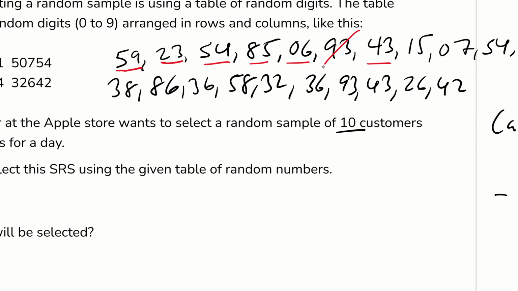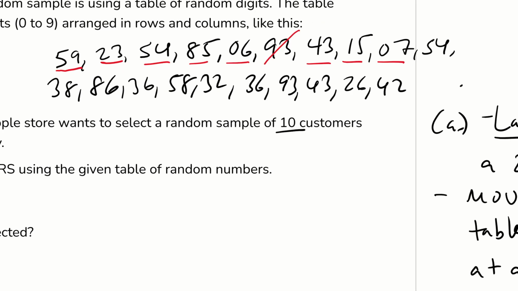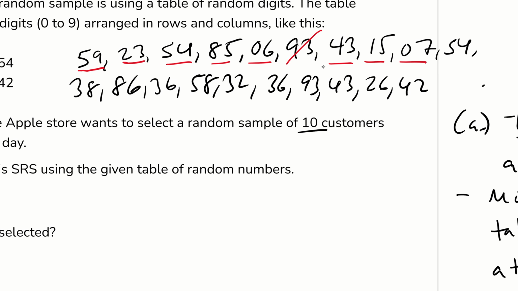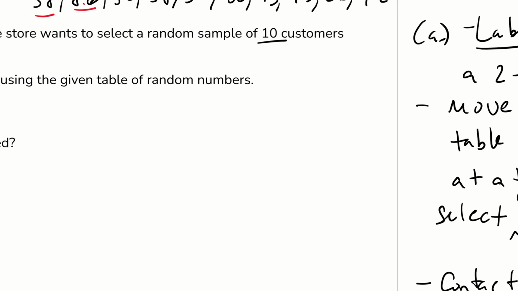43, that's fine. 15, that's fine. 07, that's okay. 54, that's a repeat, right? So no. 38, that's fine. There's no repeats there. And then 86, yeah. Okay, so now 1, 2, 3, 4, 5, 6, 7, 8, 9, 10. Those are the first 10 unique numbers, right?